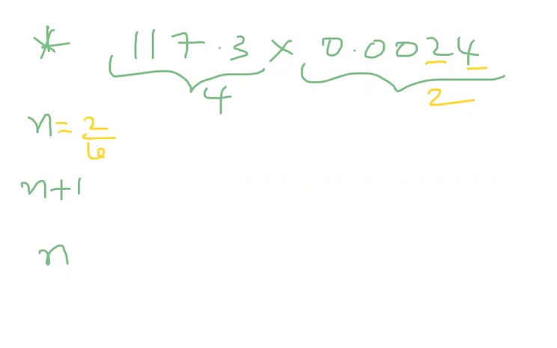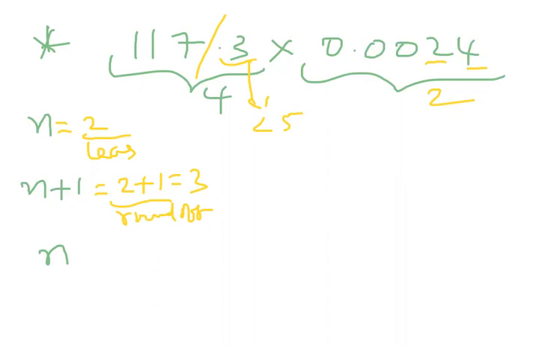Least is n equal to 2. That means you have to round off to 2 plus 1, which means 3. But here there are 4 digits, so draw one line after 3 numbers. So 117.3: this 3 is less than 5.